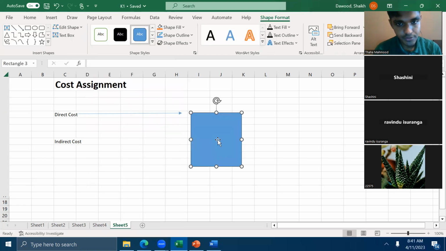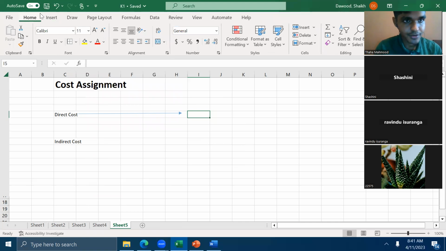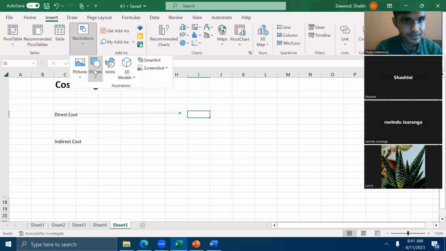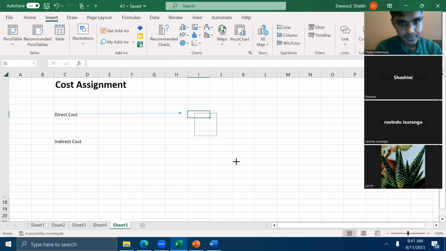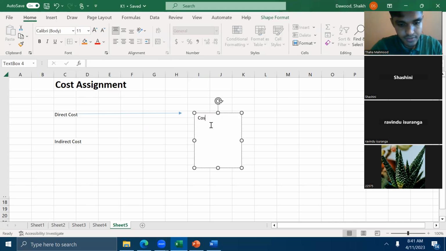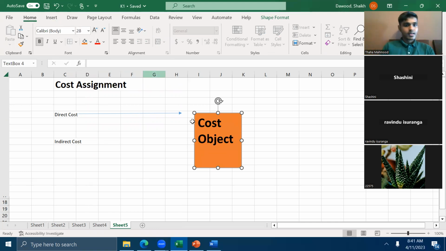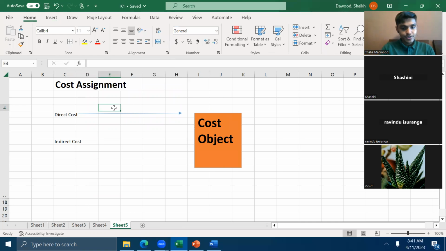Here we are having the cost object. Only the direct cost we can trace to the cost object. How do we trace?